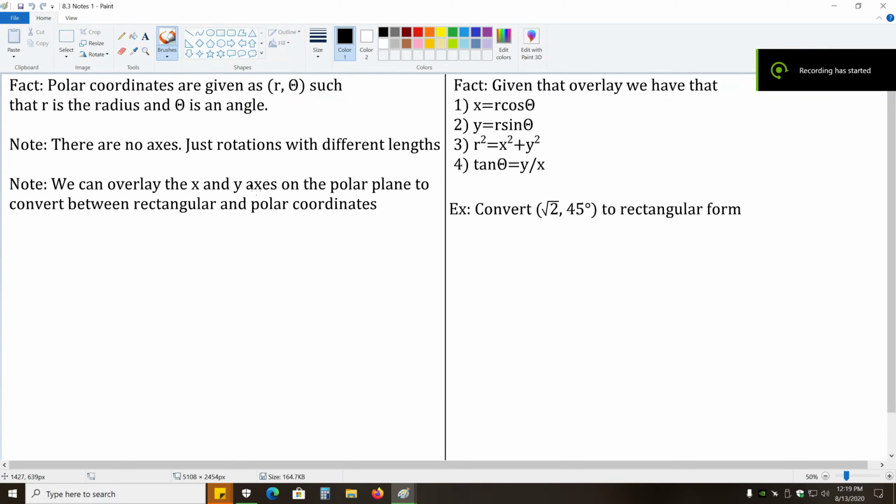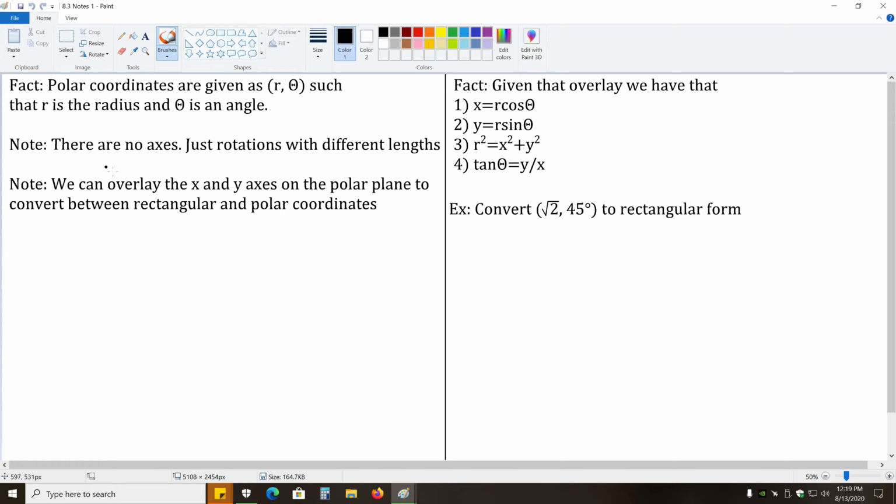We're going to be talking about polar coordinates. And a polar coordinate is very similar to a rectangular coordinate being a point x comma y. But polar coordinates are given as r comma theta, such that r is the radius or a length, and theta is an angle or a rotation.